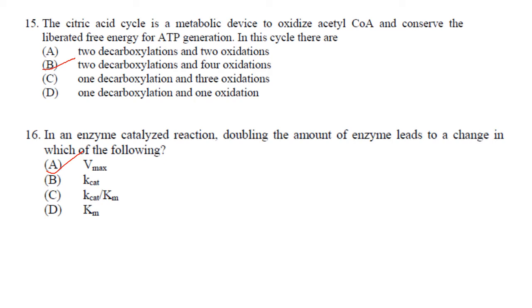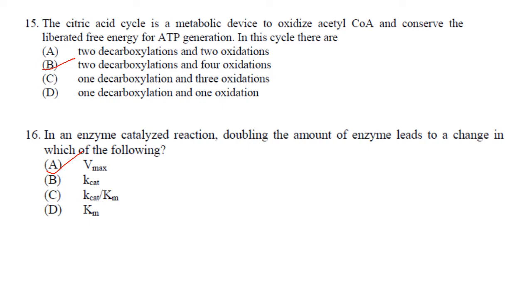Next one. The citric acid cycle is a metabolic device to oxidize acetyl-CoA and conserve the liberated free energy for ATP generation. In this cycle, there are option A, 2 decarboxylations and 2 oxidations, B, 2 decarboxylations and 4 oxidations, C, 1 decarboxylation and 3 oxidations, and D, 1 decarboxylation and 1 oxidation. Answer is option B, 2 decarboxylations and 4 oxidations.